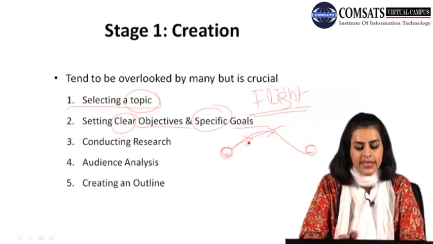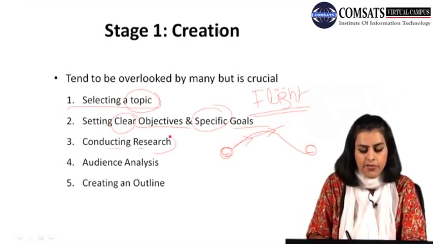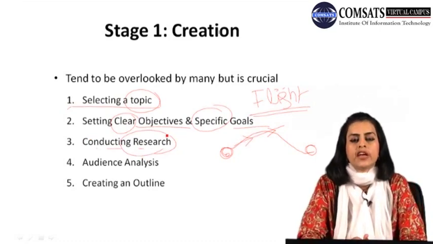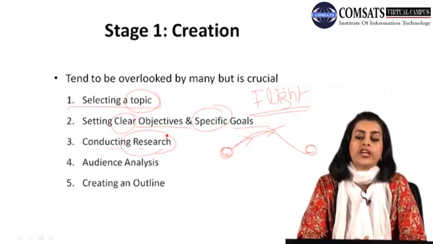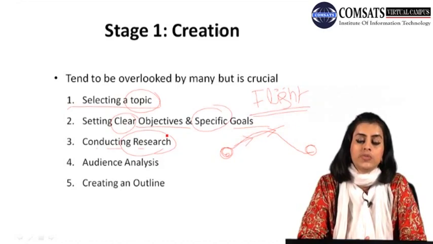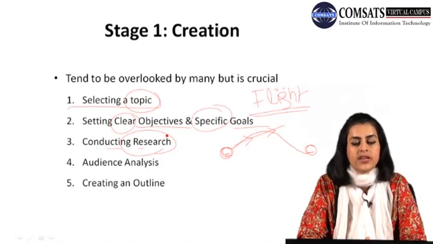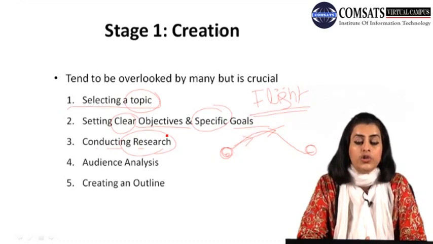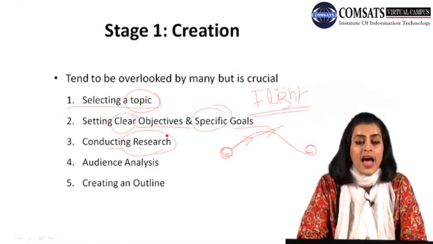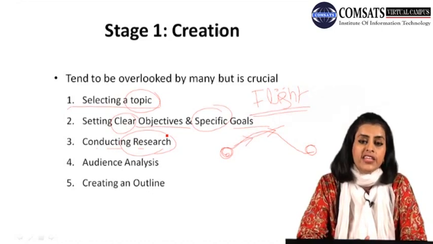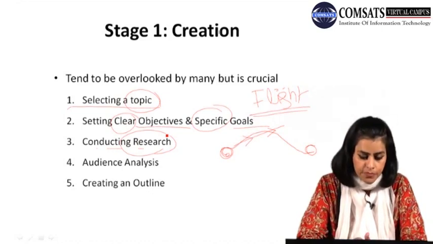Then the third thing is conducting research. This is the kind of research you make for your topic. Make sure that your objectives are achieved by adding relevant material to your presentation, by going through the different kinds of research you have come across, and by providing the most evidence for your presentation.